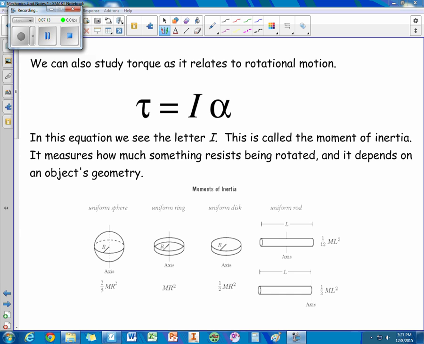So remember, for the linear, we had the net force equals mass times acceleration. We have the same thing for rotational. The net torque equals I times alpha. All right, now I. This is something new. It's called the moment of inertia, and it measures how much something resists being rotated. And it depends upon the object's geometry.